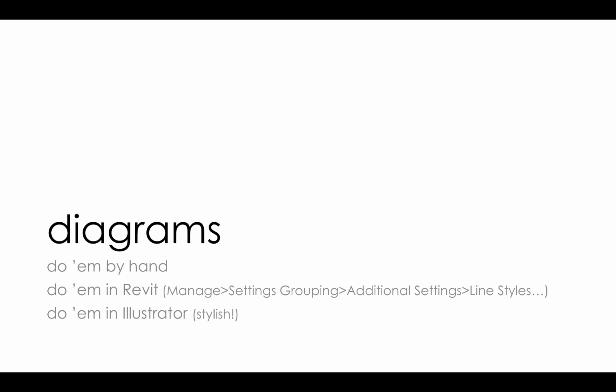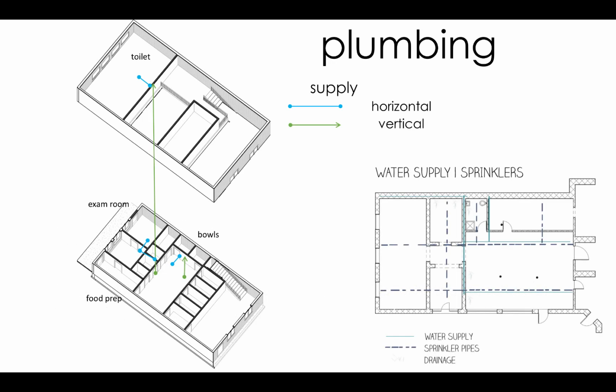You can also use Adobe Illustrator, and of course that's the most stylish way and is the best for schematics when you're probably not using Revit's page layout sheets. So let's talk a little bit about a couple of different types of diagrams. And first, and possibly the simplest, is a plumbing diagram. And I just have some examples here.